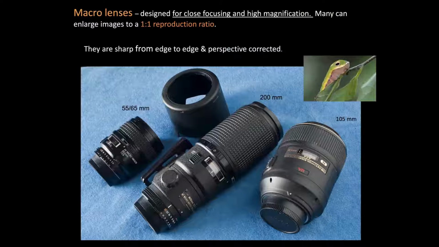Macro lenses are designed for close focusing and high magnification, and many can enlarge images up to a 1-to-1 reproduction ratio. They're sharp edge to edge, perspective corrected, and they come in varying focal lengths. As you can see here, there's a 55, a 200 millimeter, and a 105. And there's some differences between them.